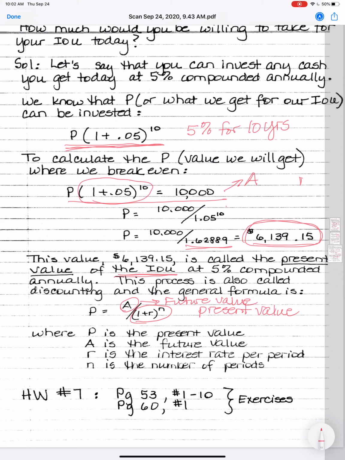So look at the homework on those 2 pages, and if you have any questions, just let me know.